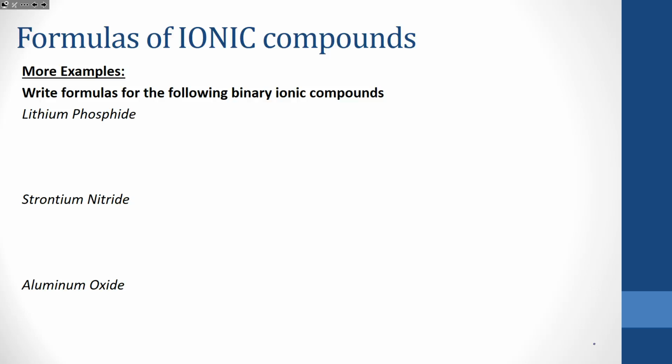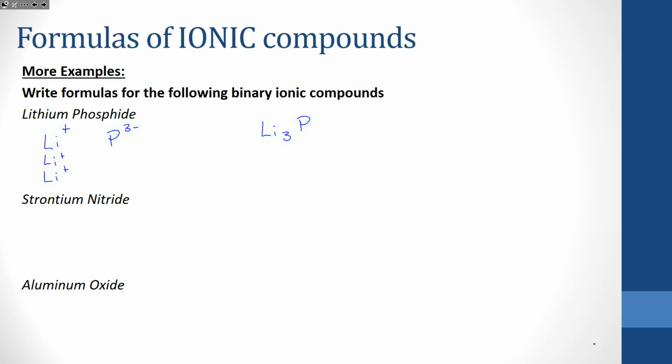The first one is lithium phosphide. So we look up lithium and we look up phosphorus. Lithium is in column 1, it forms a 1+. Phosphorus is in column 5, it likes to gain 3 electrons, so it's a 3-. To make this add up to 0, I need 3 lithiums and 1 phosphorus. So that's Li3P. If I write it like this, it might help you see. There's 3 positives and 3 negatives. That adds up to 0.